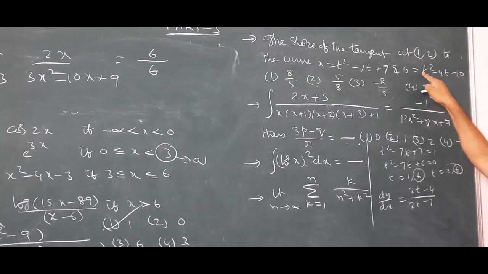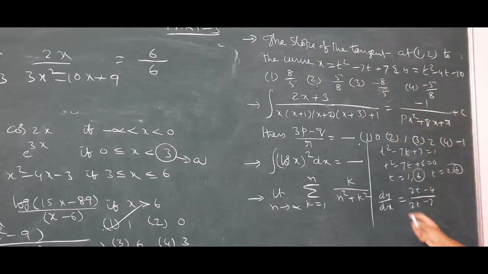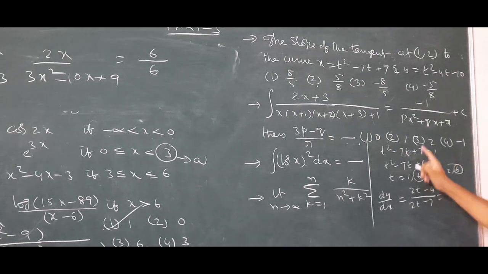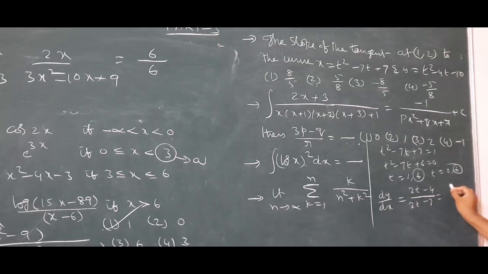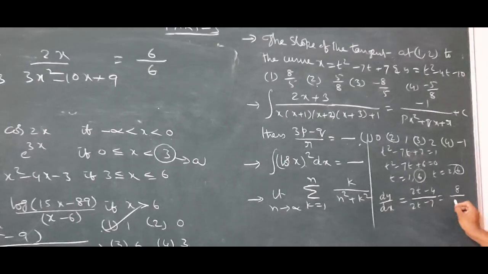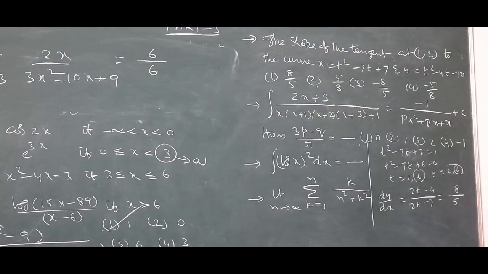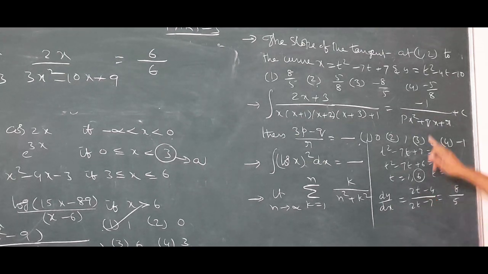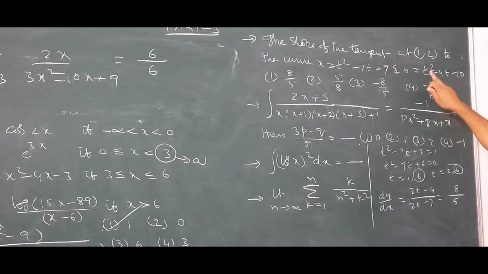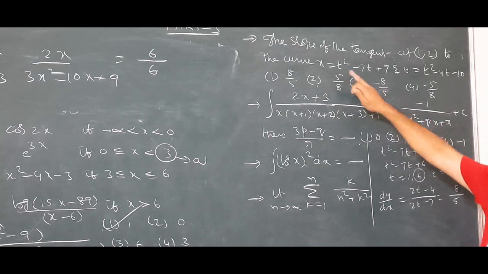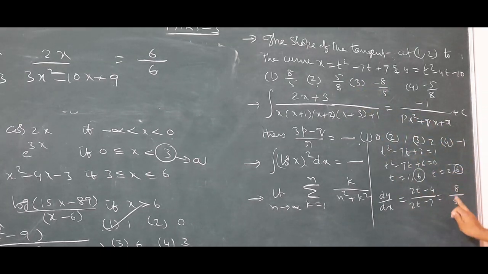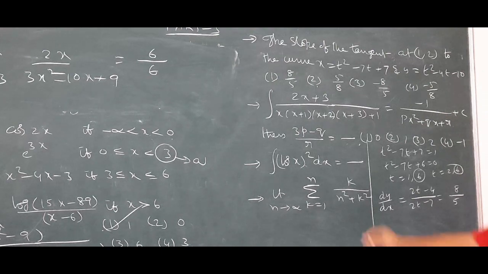Differentiate with respect to t: 2t minus 4, 2t minus 7. Just substitute t equal to 6. 12 minus 4, 8, by 12 minus 7, that is 5. 8 by 5. Look here, derivative of y is 2t minus 4, derivative of x with respect to t is 2t minus 7. 8 by 5. Answer is the first option.